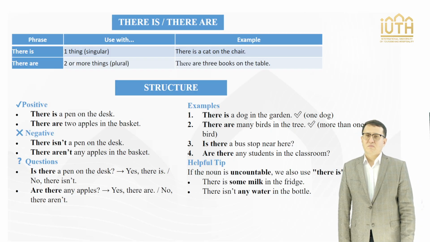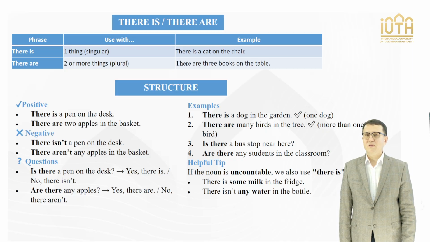Helpful tip for using there is, there are. If the noun is uncountable, we also use there is. For example, there is some milk in the fridge. There isn't any water in the bottle.